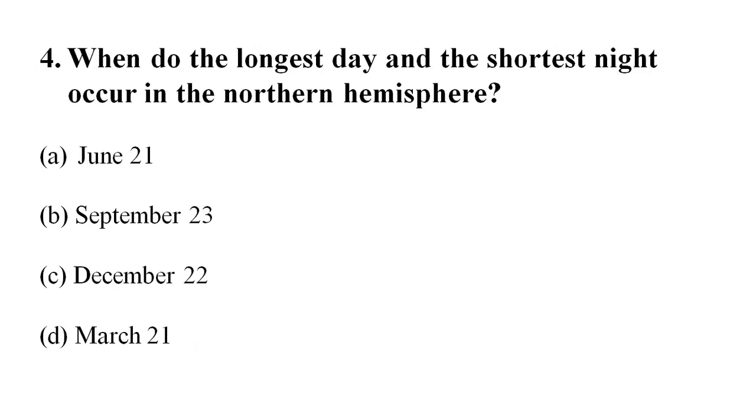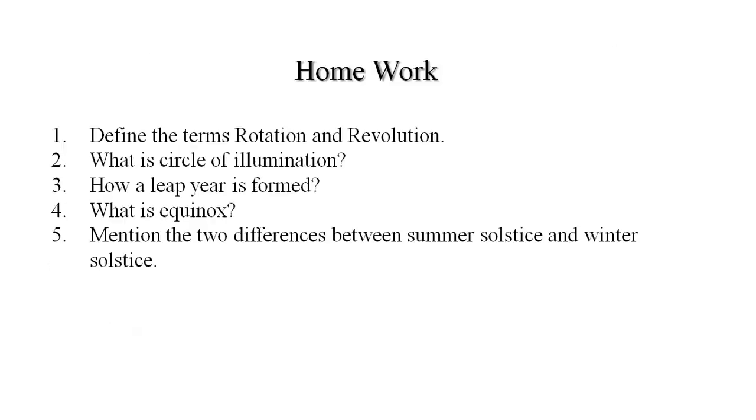Question 4. When do the longest day and the shortest night occur in the northern hemisphere? Option A, June 21. Option B, September 23. Option C, December 22. And option D, March 21. Your correct answer is option A, June 21.